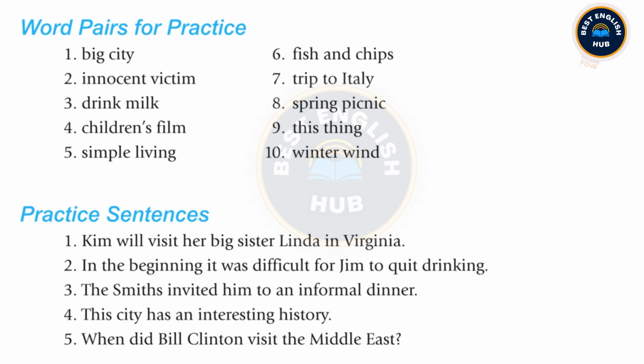Sentences for practice. Kim will visit her big sister Linda in Virginia. In the beginning, it was difficult for Jim to quit drinking. The Smiths invited him to an informal dinner. This city has an interesting history. When did Bill Clinton visit the Middle East?